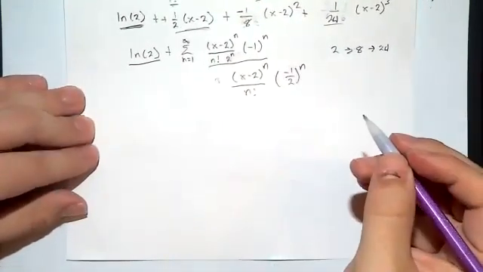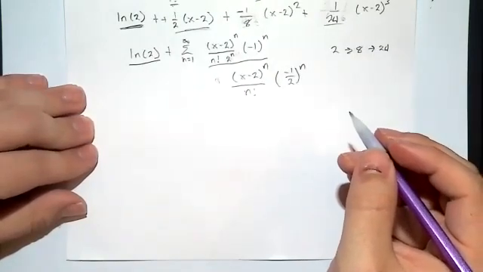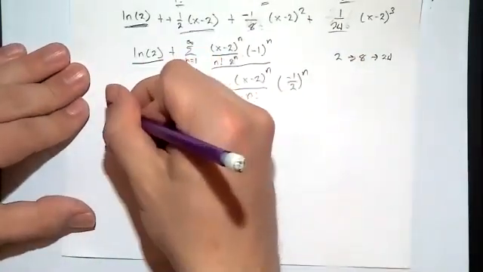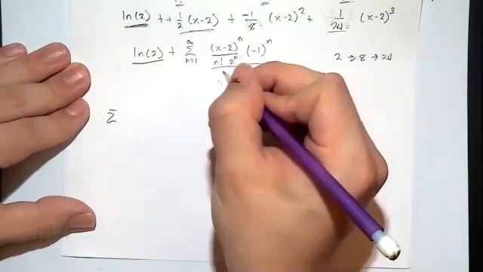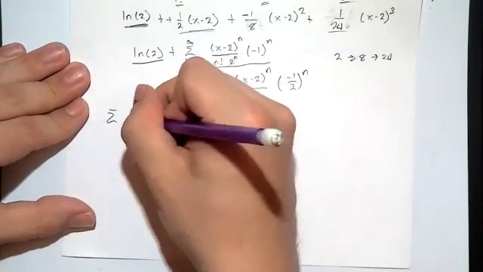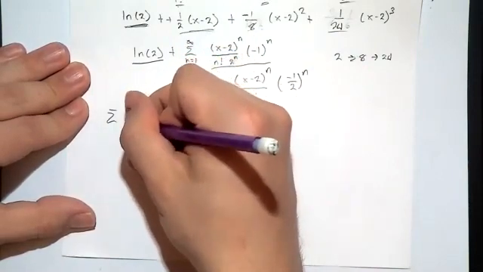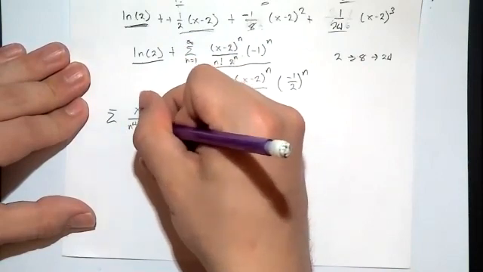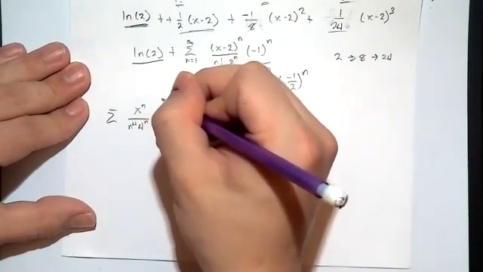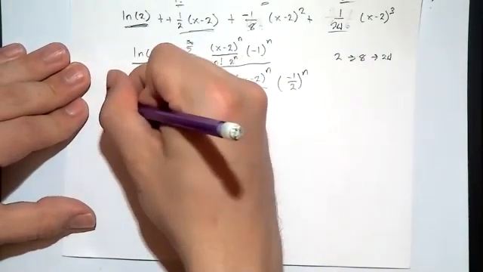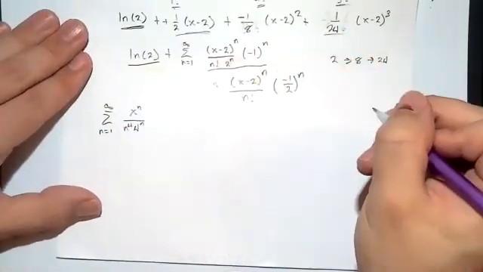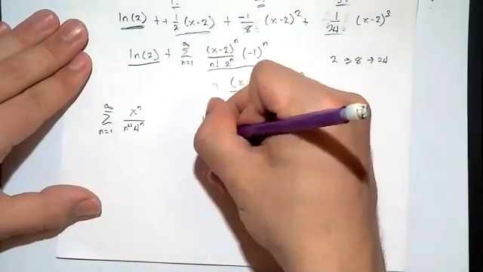So if you have, this one's fun. You have the sum of x to the n over n to the fourth times 4 to the n, from n equals 1 to infinity. So then you can do a ratio test on this.